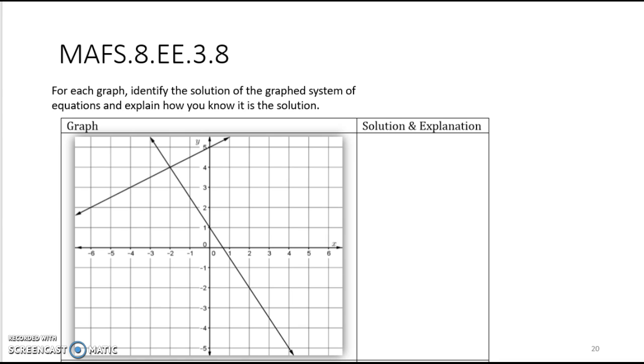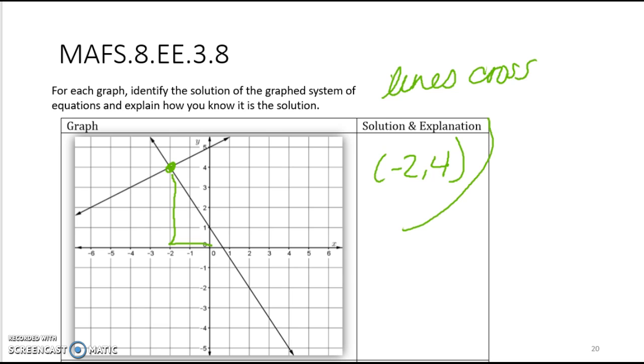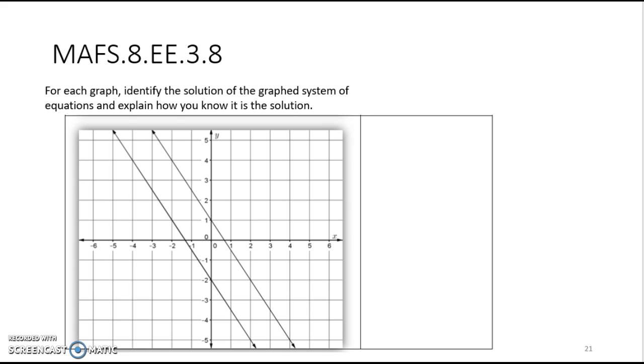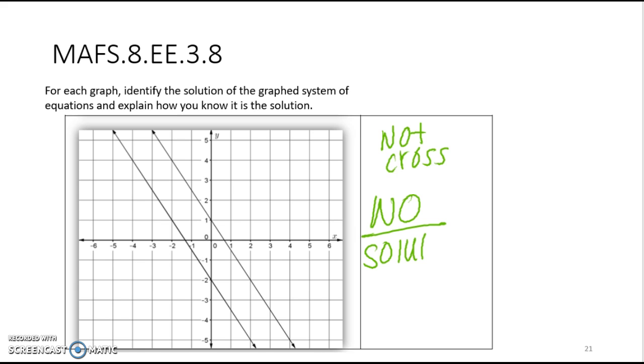All right, moving into our last standard covered on our interim assessment. For each graph, identify the solution graphed. When we identify a solution, all we're looking for is where those lines cross, and they cross at negative 2, up 4. So negative 2, 4 would be my solution. My explanation is because that's where they cross. In the next one, these lines do not cross, making them parallel, meaning they have no solution.